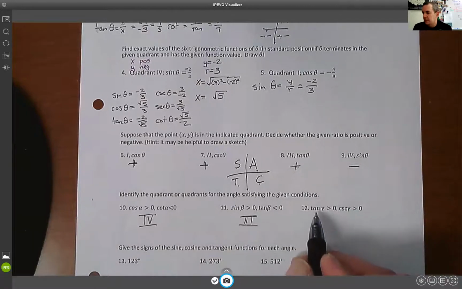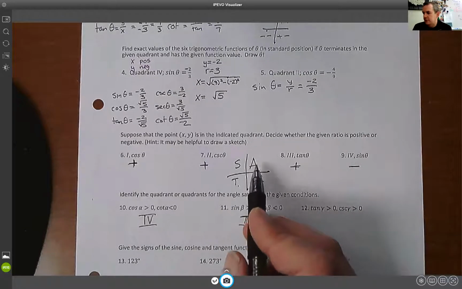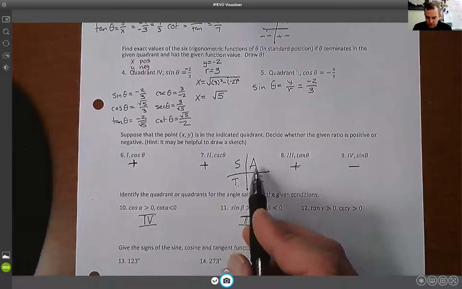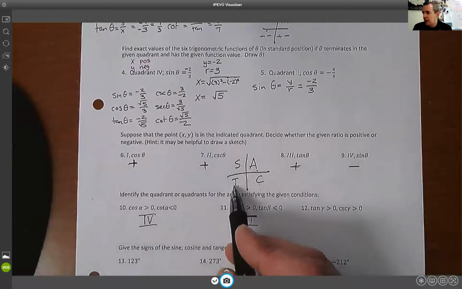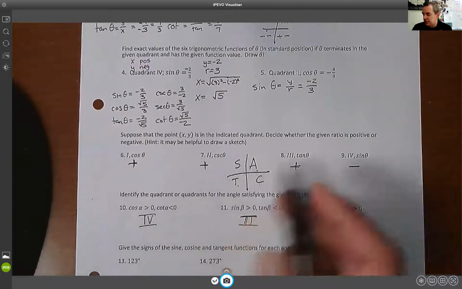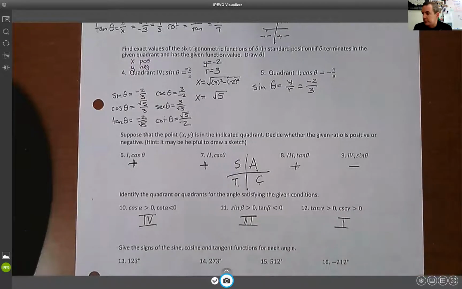This last one is going to be where tangent is positive. So it's going to either be here or it's going to be here. I want cosecant to be positive. So in this case, cosecant is related to sine. The only place where sine is positive is in quadrant 1.